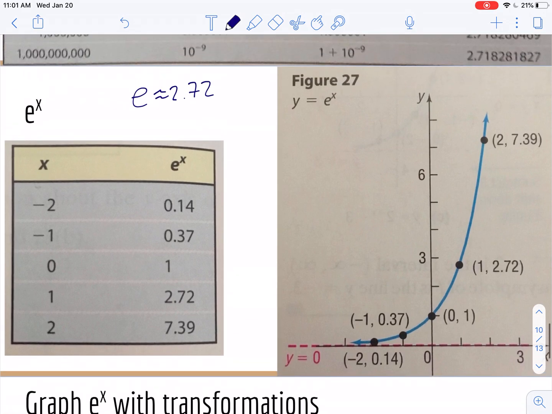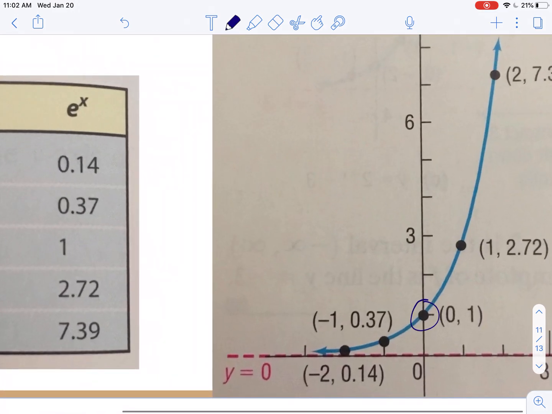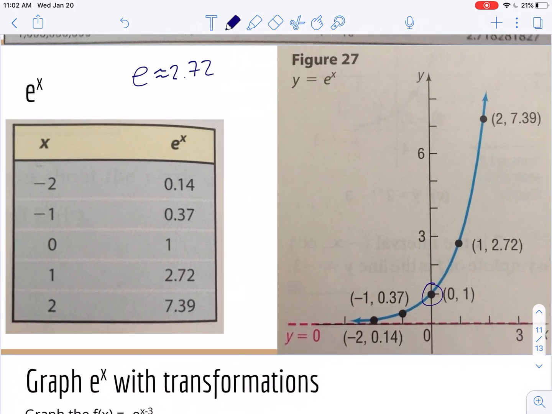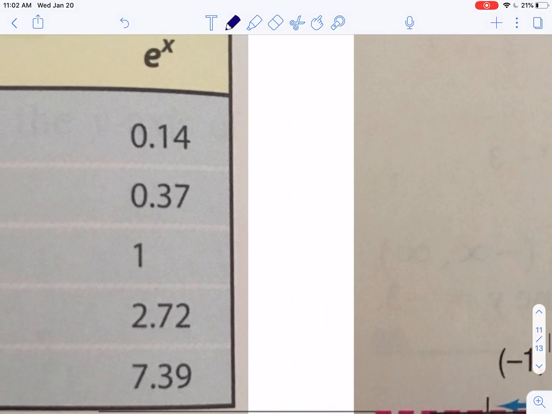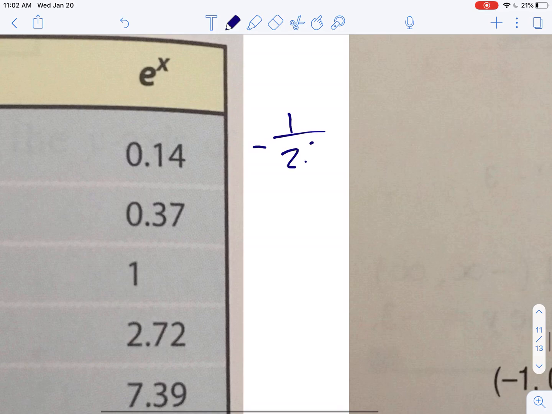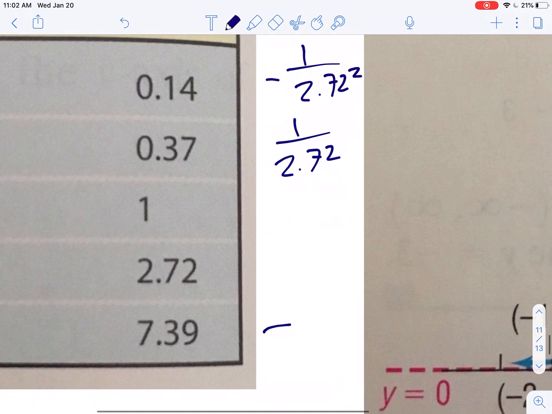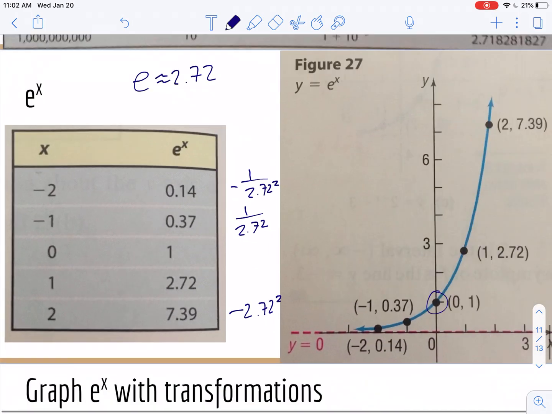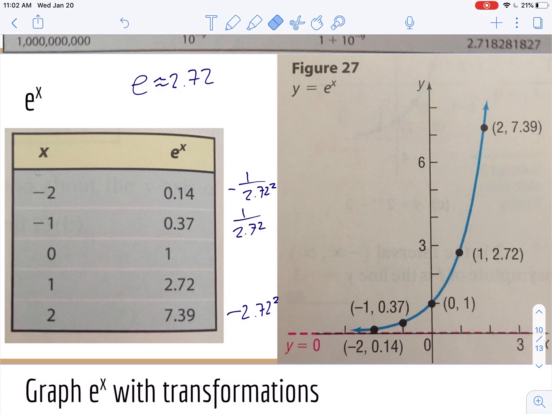So the graph of e to the x looks a lot like the graph of any other exponential function. You've got a y-intercept at 1 because whenever you have something to the 0 power, your y value is 1. And all of these, this is just 1 over 2.72 squared, 1 over 2.72. This is 2.72 squared, so on and so forth. It's a little bit more exact when we plug in e to our calculator, but this is the general graph of e, and these will be the points you use when you transform the graph of e.